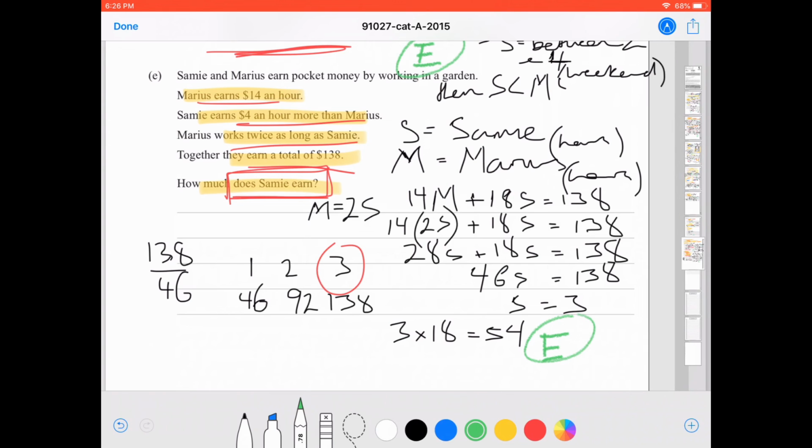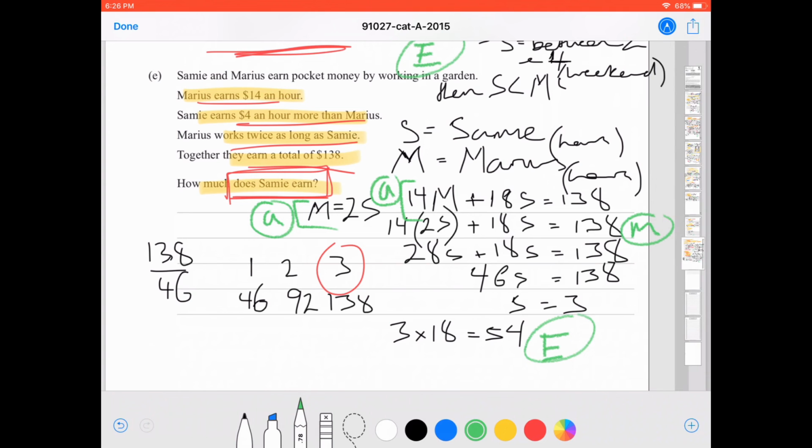Your merit is relationship formed in one variable or problem solved for the other person. So we ended up solving for Sammy straight away. We didn't find the hours for Marius. So it's that first part, relationship formed in one variable. And so that's going to be this step here. Gets you a merit. And your achieved is one equation given. So either m equals 2s gets you an achieved, or 14m plus 8s also gets you the achieved.